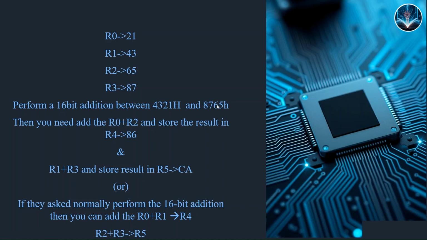And then next, you need to add the MSB numbers. Here the MSB numbers are 8, 7 and 4, 3. Again, after performing the MSB addition, you need to store the result in some register. Here, 1, 2, 3, 4, 5, 6, 7, 8, and I consider 4 registers. After performing the LSB operation, the result will be stored in R4. After performing the MSB operation, the result will be stored in R5.